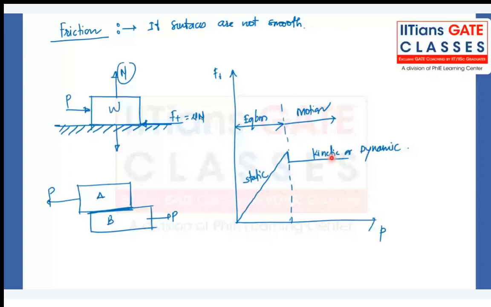Okay, Shurjana, I'll explain once again. Mu into N is the maximum frictional force. In order to move the body, we should apply force more than this. Is it clear to you, Shurjana?